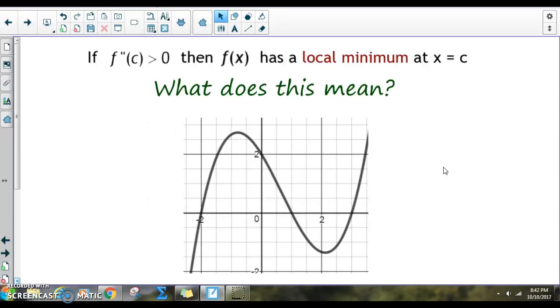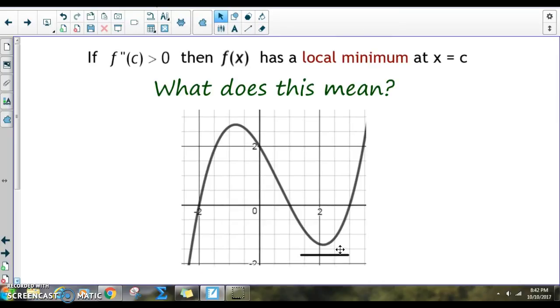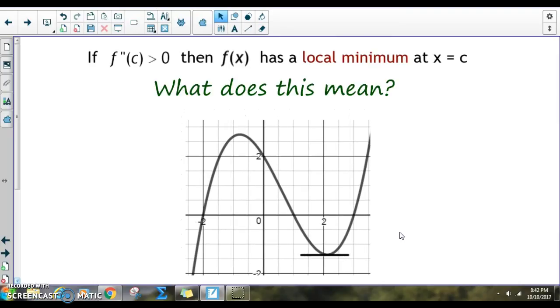So here's a little graph we're going to talk about. Take a look at this. If f double prime of c is greater than 0, we're thinking about a local minimum at x equals c. Looking at this graph, let's get some color here. Here would be a local minimum. This is because we have a critical value at about 2, so it's where the derivative is equal to 0. And the second derivative would be positive because it's concave up. So that would be one way of checking for a local minimum.